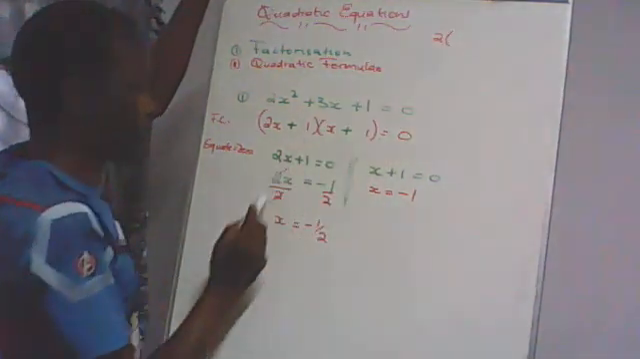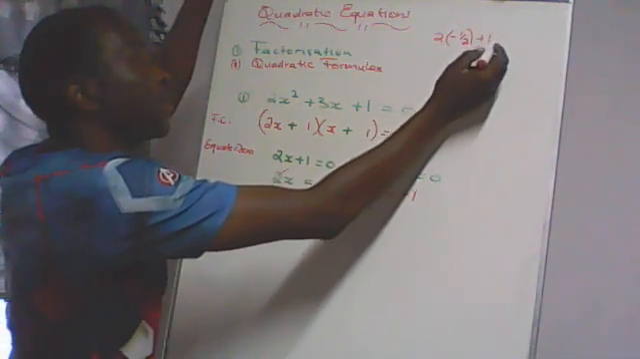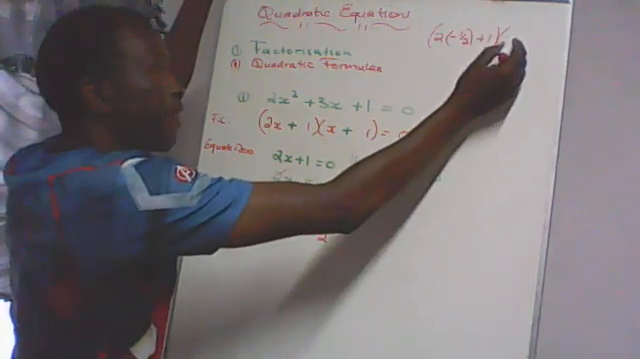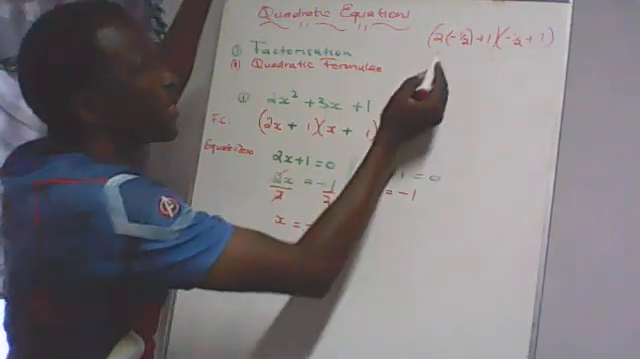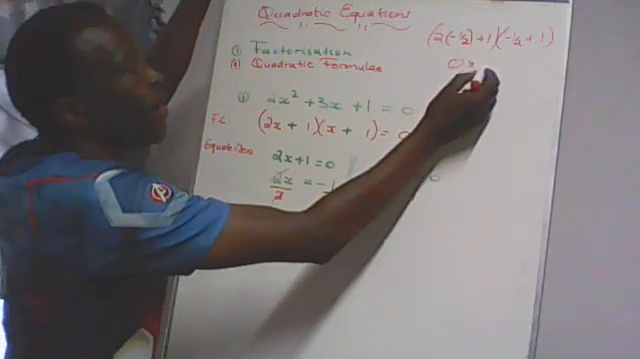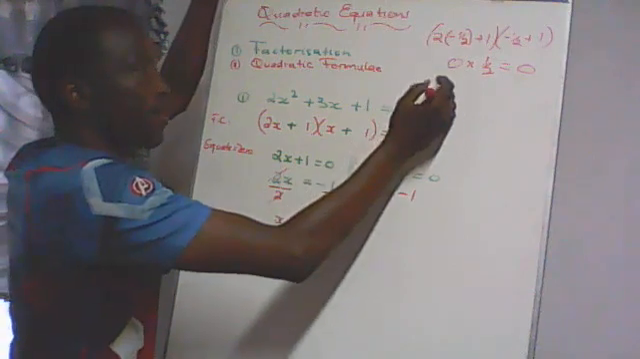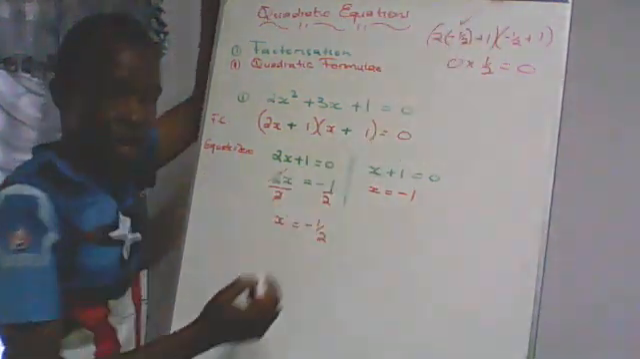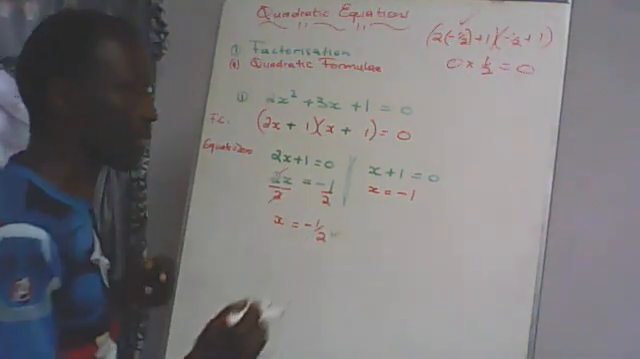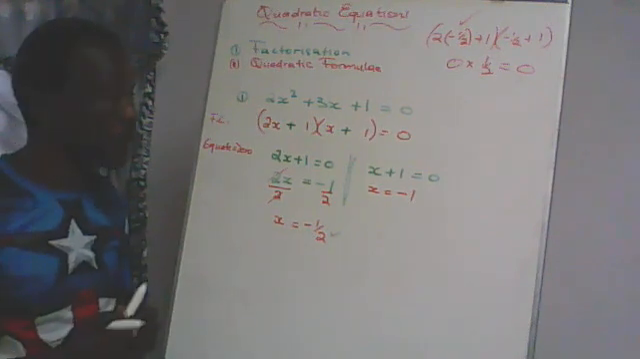2 into, this is half, -half, and then +1. Then multiplied by -half plus 1. Let's check. This is -1 plus this, it gives you 0. Then multiplied by half. That gives you 0, which is that. Therefore, x is equal to -half is correct. Therefore, this solution is correct because the left-hand side is equal to the right-hand side. So the equation balances.